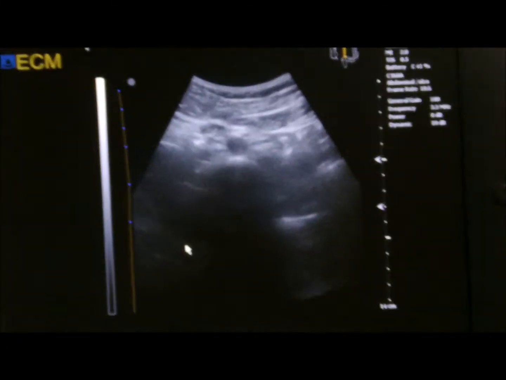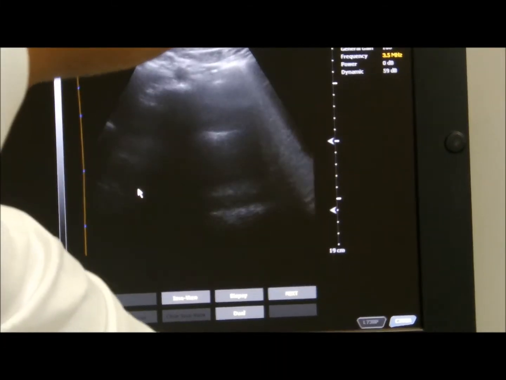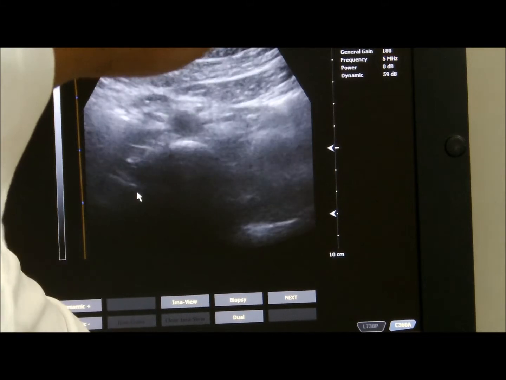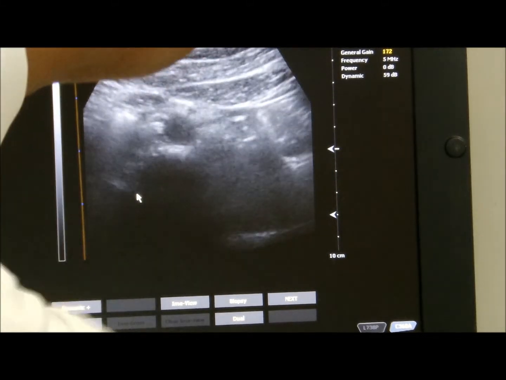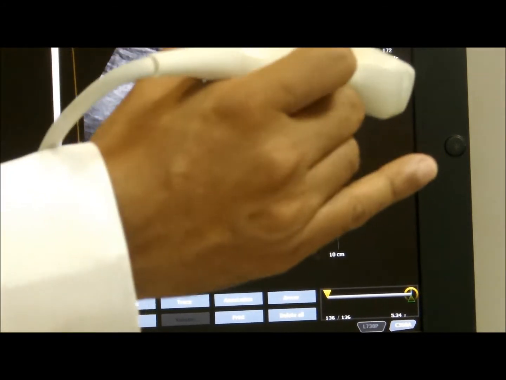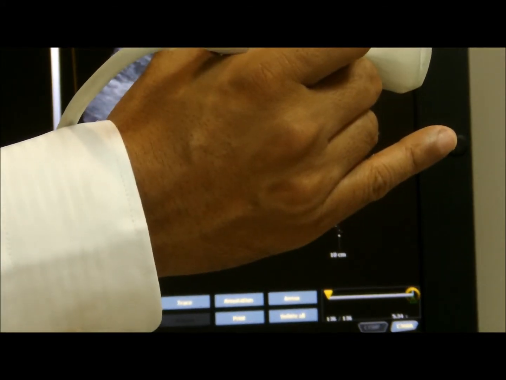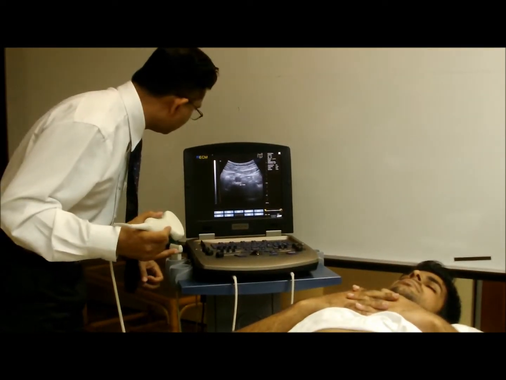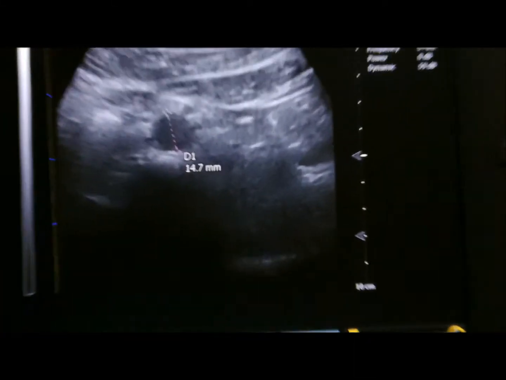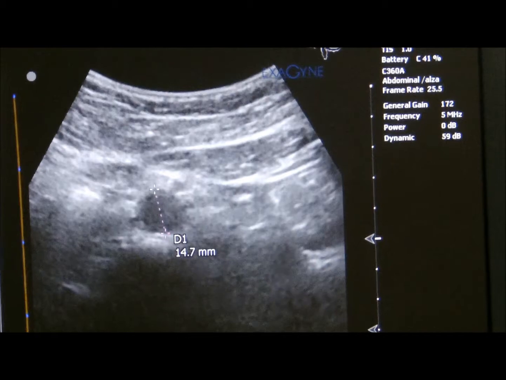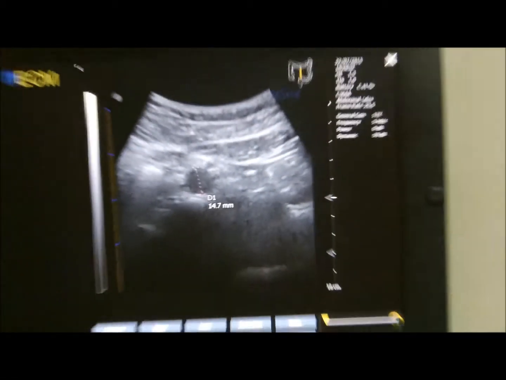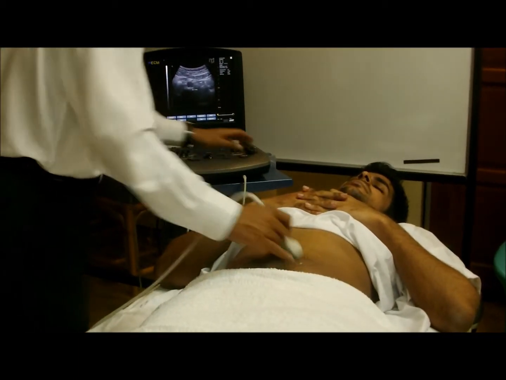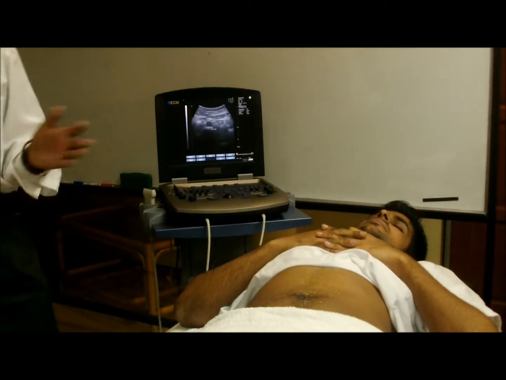If you freeze and measure the size of the aorta, you'll be able to see whether it is aneurysmal or not. For example, here I'm going to freeze it and measure it from outer wall to outer wall. Select. And this is about 14.7 millimeters, or 1.47 centimeters. Usually we consider it aneurysmal if it is more than 3 centimeters. As for the iliac arteries, the size would be half of that, about 1.5 centimeters.